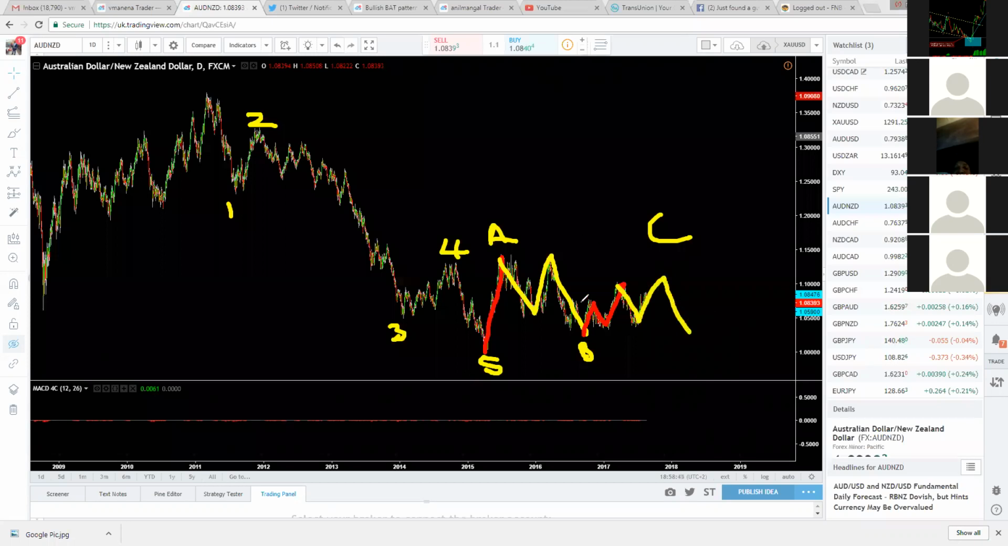So then how do we label this? This first correction, we call it a W. This is a W. This one is red and it's in the same direction of the impulse, X, and then a Y. See, this one is a double 3. We're anticipating that we'll have a double 3 correction, which should possibly end around the 1 area. And if it does get to that 1 area, then we're ready to go for about 1,300 pips.